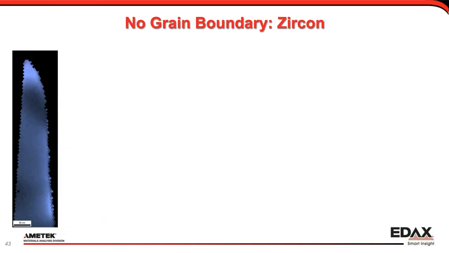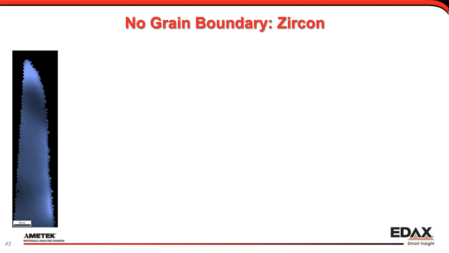So lastly, I'd like to talk about what transmission EBSD and atom probe can tell us when we don't have any grain boundary in our specimen at all. And here I have a zircon geological sample. On the left you have an IPF map with an image quality overlay in grayscale. And the first thing I notice is a darker area of image quality near the center.